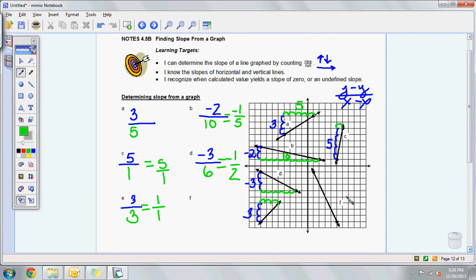I'm going to have you guys try F. In order to get credit for this, you have to know what the slope of this line is. I'll give you a hint. You're going to start at that point. So calculate the slope of that line. Make sure you put the answer in your form.